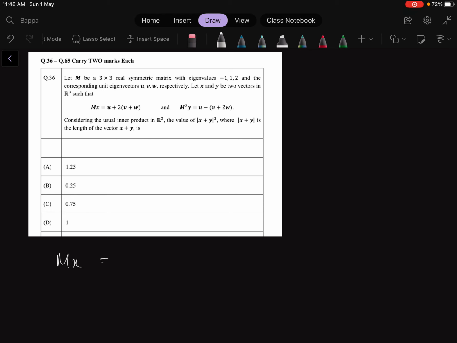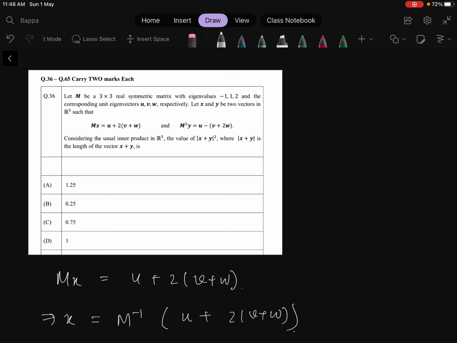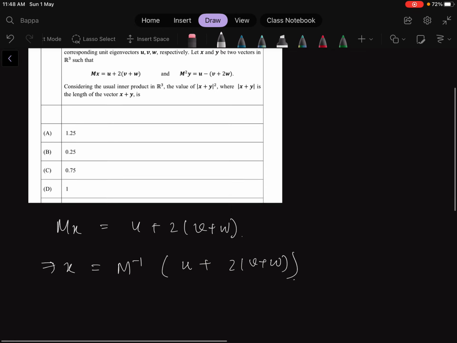Mx equal to u plus 2v plus w, then x equal to M inverse of u plus 2v plus w. Now why does this M inverse exist? Because you see that all the eigenvalues are non-zero, all of -1, 1 and 2. So the determinant will be the product of these eigenvalues, -1 times 1 times 2, which is -2, which is non-zero, so M is invertible.